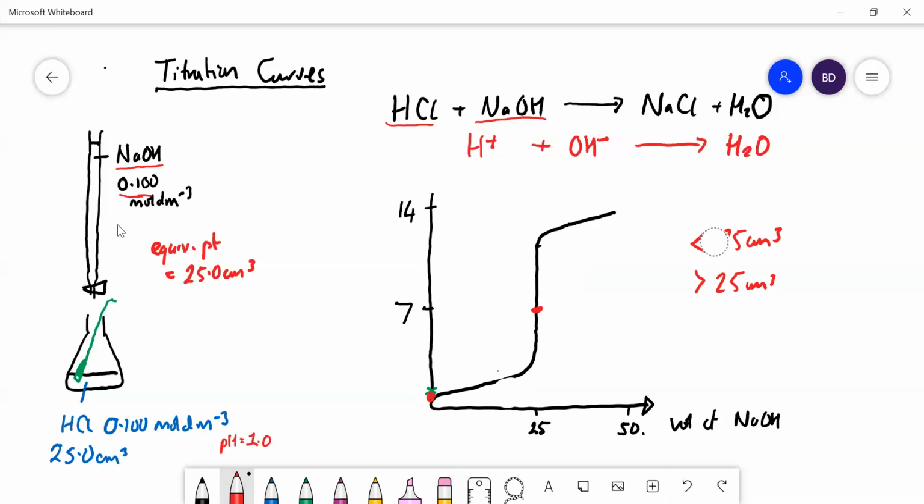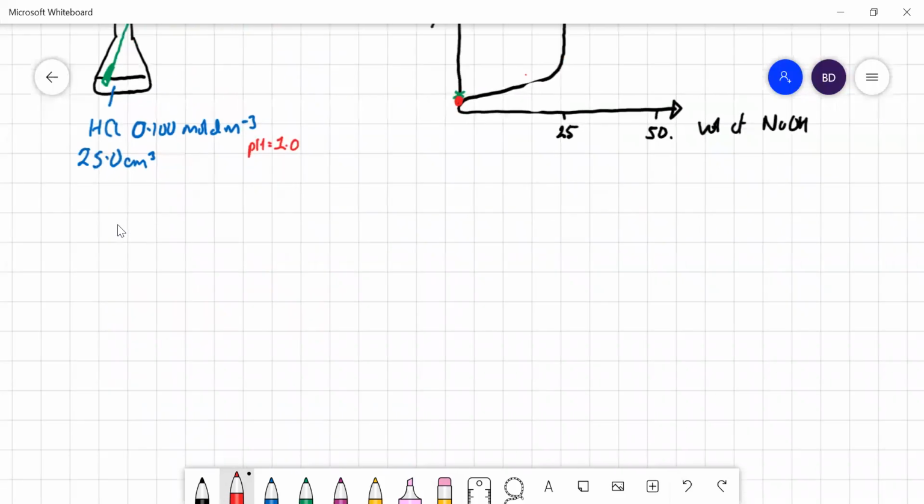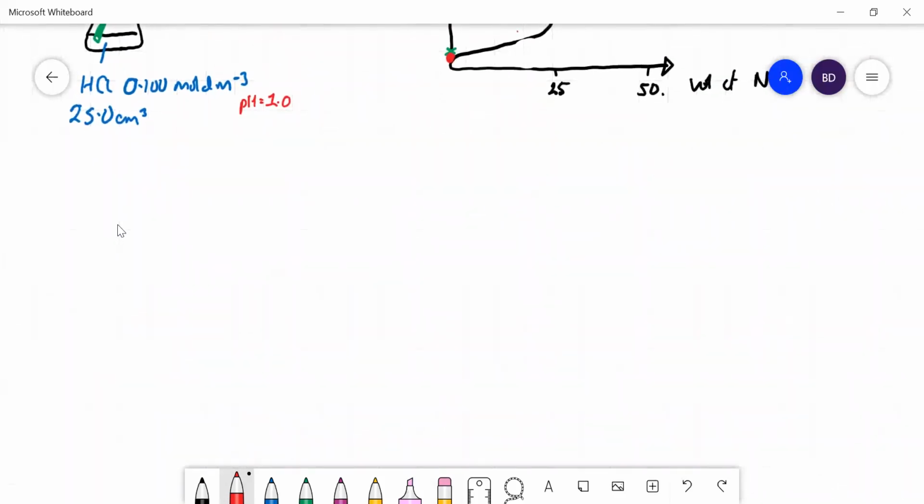Okay, so what I'm going to do is just do the ionic version of that equation. So I'm just going to have H plus and OH minus, and that's going to react to form water. And we're going to do our usual thing here. We're going to write down start moles, and then we're going to do final moles and final concentration.